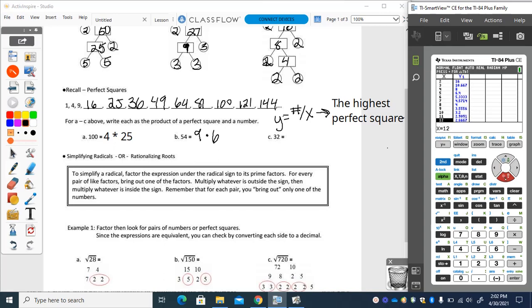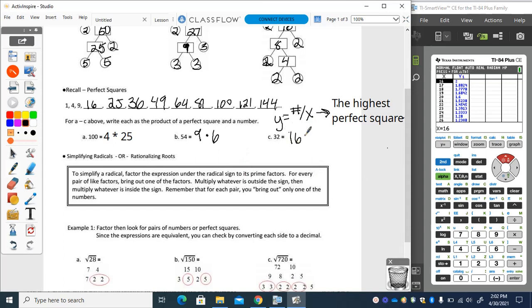Check out 16. Oop, 16 gets us 2. And we'll go ahead and check 25. See what happens with 25. 16 gets us 2. And then 25 gets us like 1 point something. And the rest of these just look like decimals, except for 32 itself. So definitely our highest perfect square factor is going to be that 16. So we have 16 times 2. Okay. All right, and that's going to come in handy.